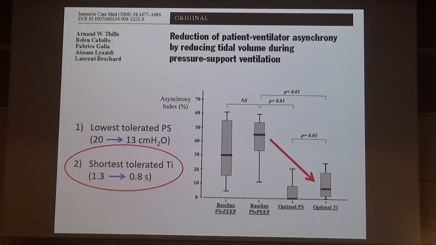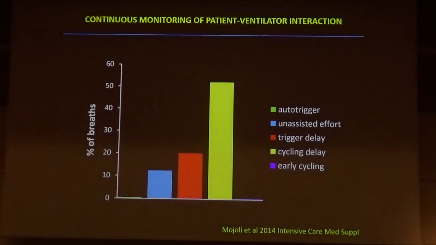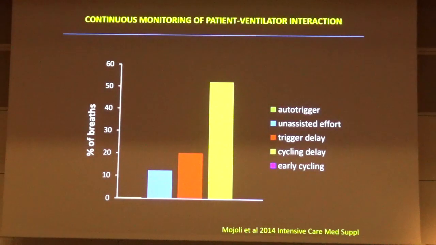Interestingly, in this same study it was shown that shortening the mechanical inspiratory time was also effective in improving patient-ventilator interaction, maybe because late cycling, a delayed opening of the expiratory valve, is so common when we use pressure support ventilation. Actually, in difficult-to-wean patients under prolonged pressure support ventilation, we observe a delayed opening of the expiratory valve in more than 50% of the breaths.